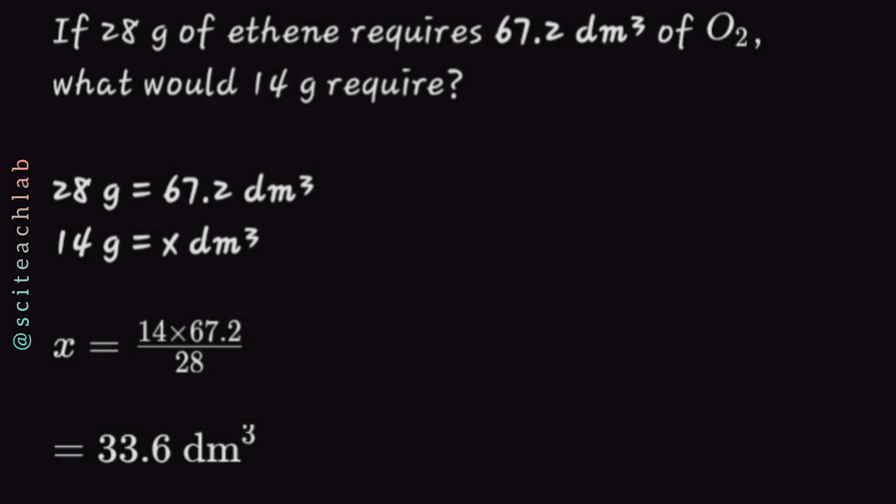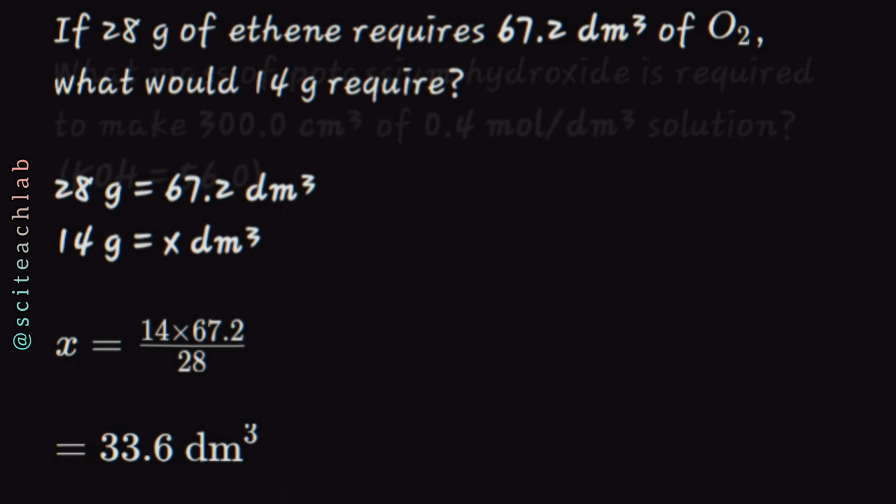We find that 14 grams will require 14 times 67.2 all over 28. And we discover by calculating that we'll have 33.6 dm cube of oxygen. That means the volume of oxygen at STP that was required to burn 14 grams of ethene is 33.6 dm cube. So you discover that mass volume relationship problems are actually easy.